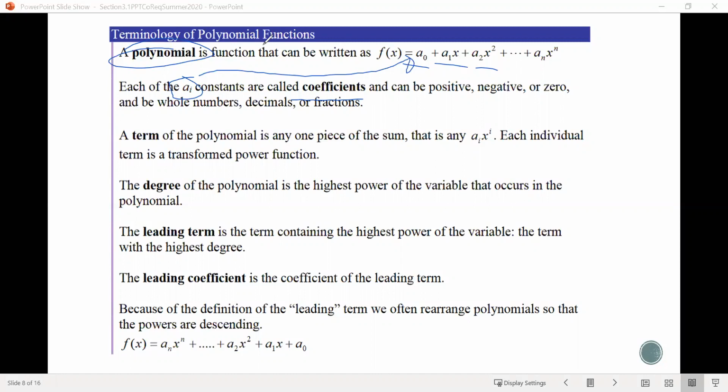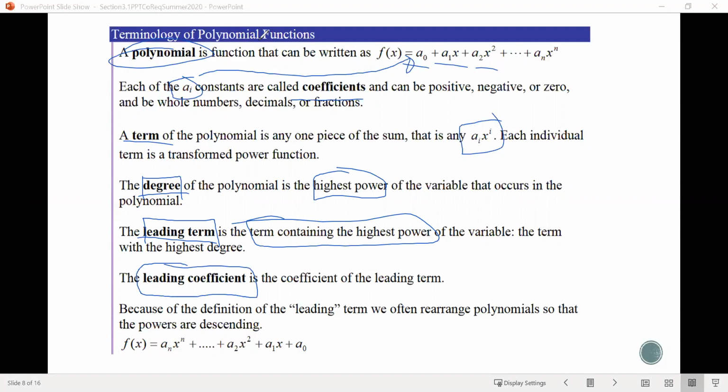A term of a polynomial is any one piece of the sum, that is a coefficient along with the power of x that it goes with, as well as the sign in front of that coefficient. The degree of the polynomial is the highest power we see in that polynomial. And the leading term is the term that contains that highest power. So notice there's two different things here. The degree is the highest power. The leading term is the term that contains the highest power. And the leading coefficient is the coefficient in that leading term.